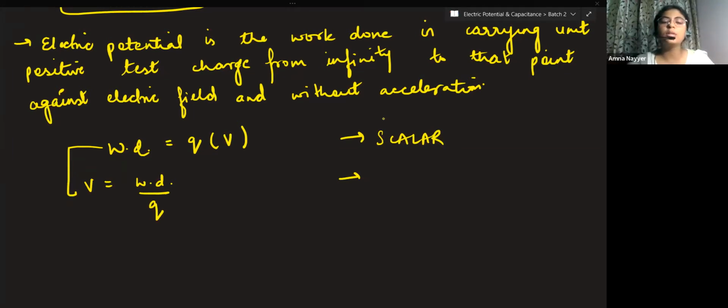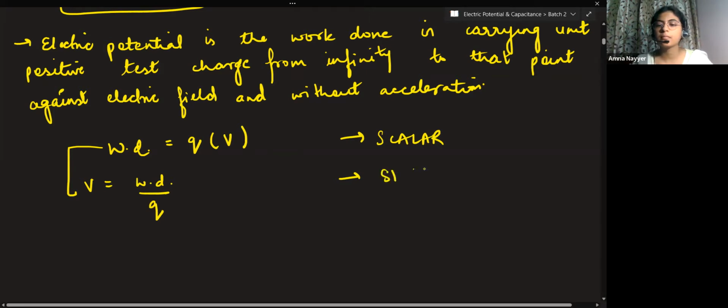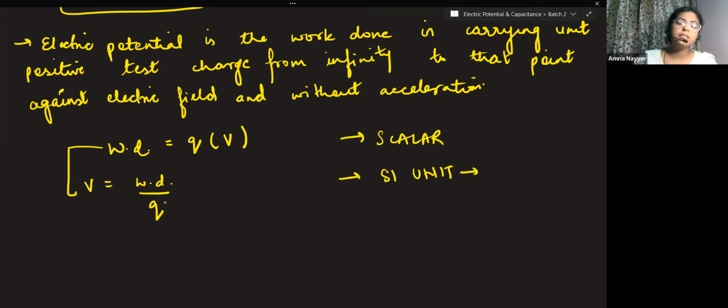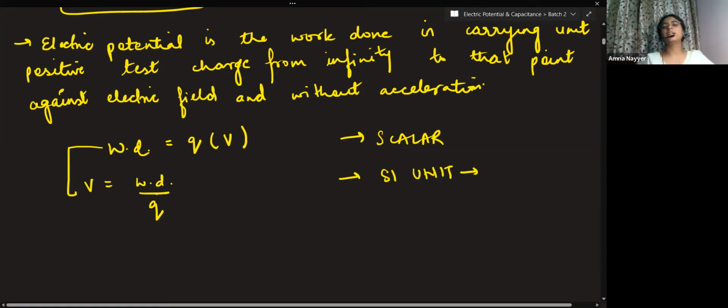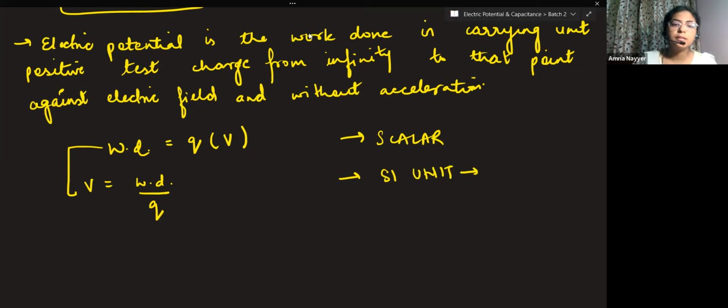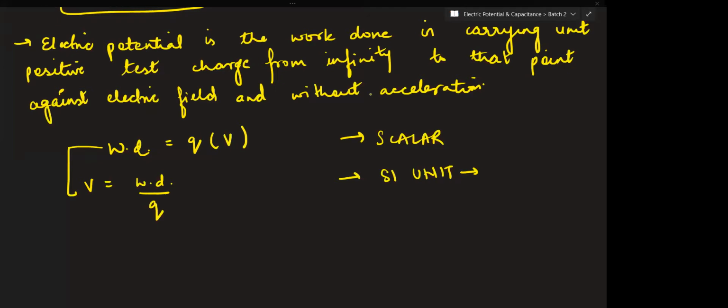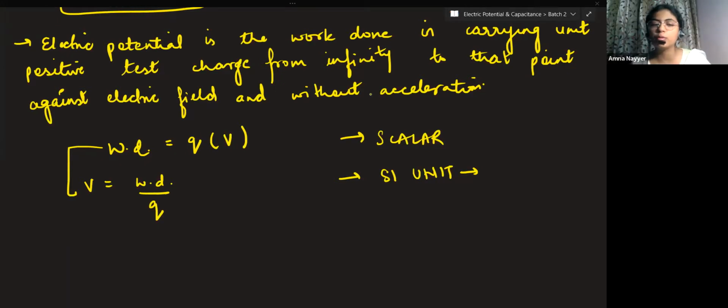Okay, Huzaifa, you tell me the SI unit of potential. Yes, Huzaifa. The formula is work done per unit charge. Volt is one of the SI units. Yes, Fatima? Is it joule per coulomb? Joule per coulomb. Both are correct. Huzaifa, Fatima, both are correct.